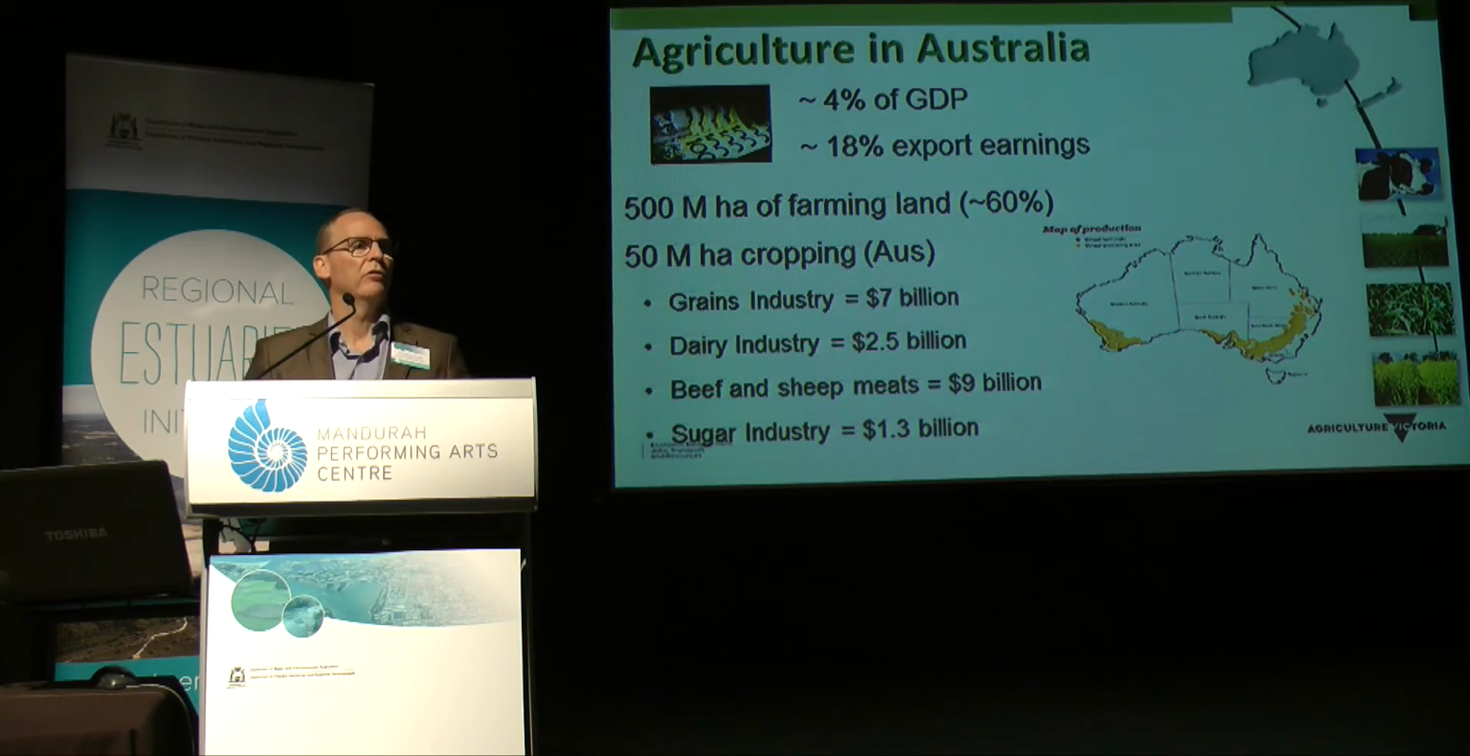And so you can see the various enterprises and the contributions that they make in terms of export earnings, with the big tickets being beef and grains. Dairy and sugar are also important, and specifically so regionally, so dairy for Victoria, for example, and sugar for Queensland.